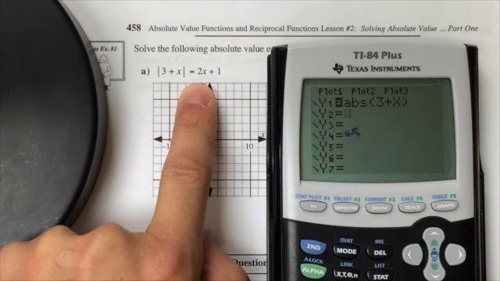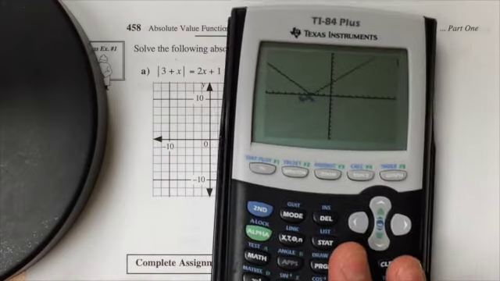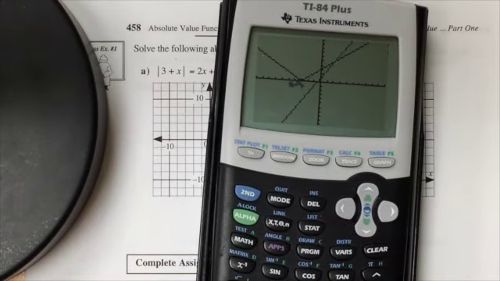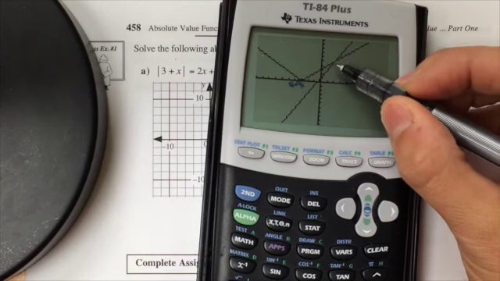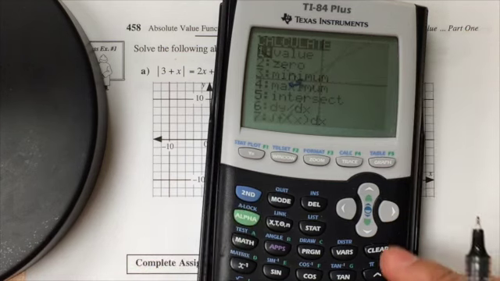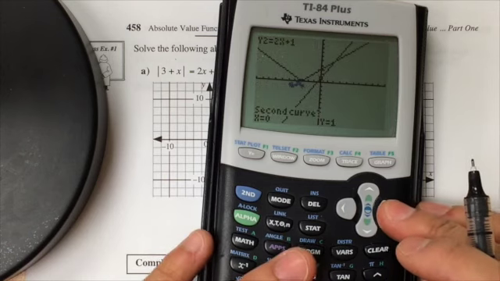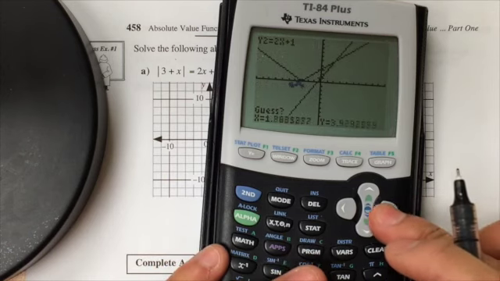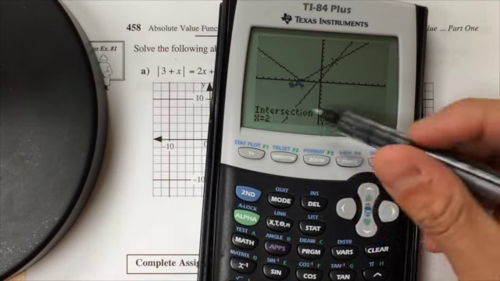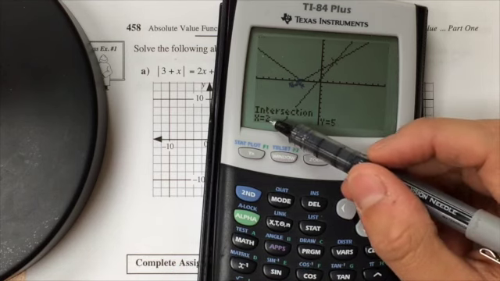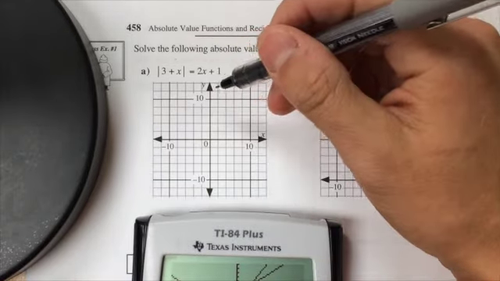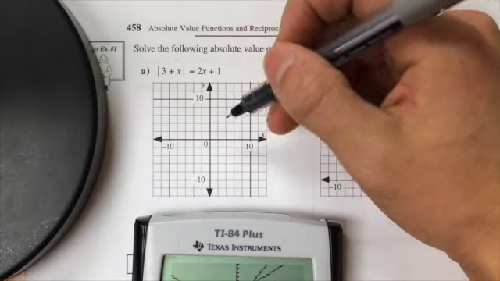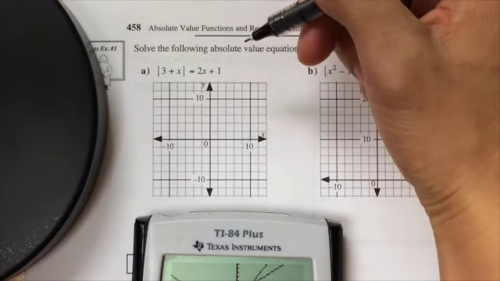On y2, I'm going to input my equation 2x plus 1, and then I'm going to graph this. What you're going to see is two different lines, and what we want to determine is where these lines intersect. Using the intersect method, I'm going to choose these two different curves. That's my first curve, my second curve, and my guess is going to be somewhere up here, and we are intersecting at x is equal to 2. But before we do that, what we should do is draw what this graph actually looks like.